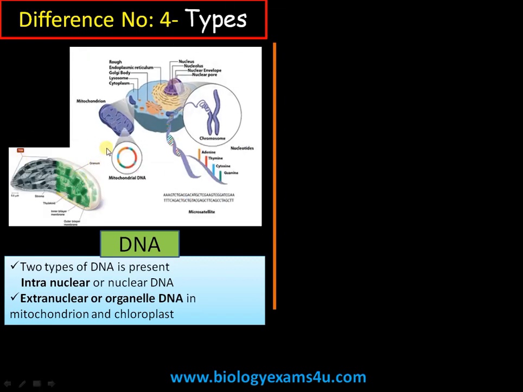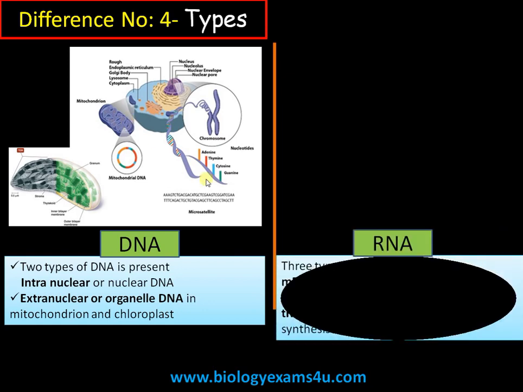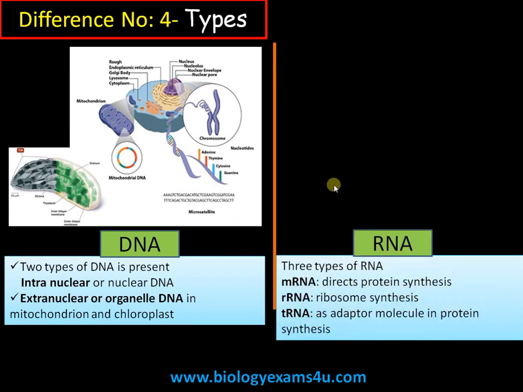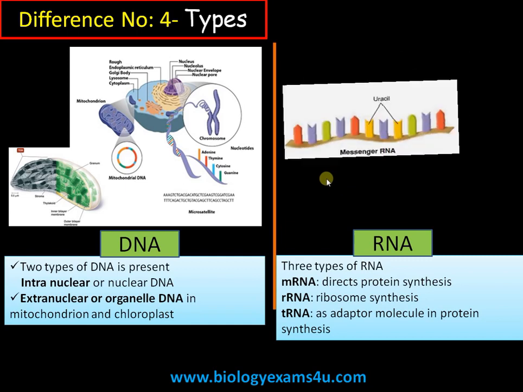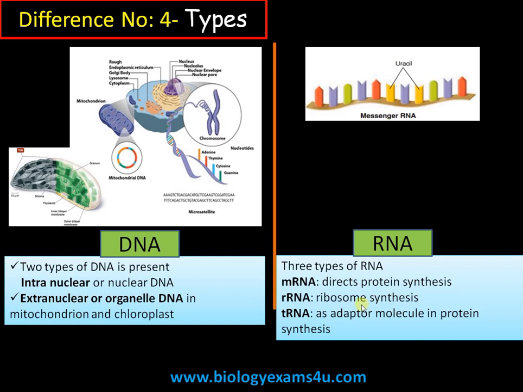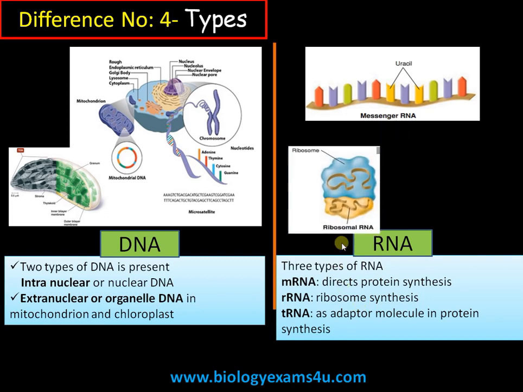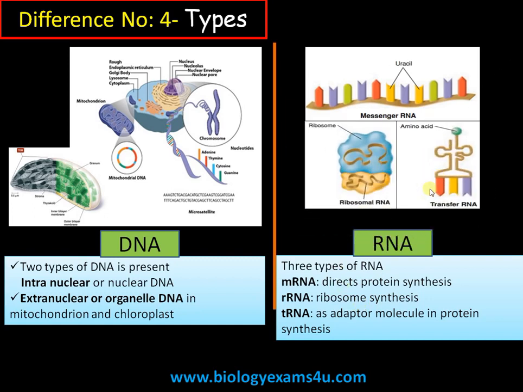And these organelles are called semi-autonomous organelles because the majority of the proteins for these particular organelles are coded by nuclear genes. Only some proteins are coded by mitochondrial and chloroplast genes. That's why they are called semi-autonomous organelles. Whereas RNA, there are three types of RNA. mRNA, that directs protein synthesis, that is involved in transcription. rRNA, that is the building block of ribosome. Whereas tRNA acts as an adapter molecule during protein synthesis or translation.